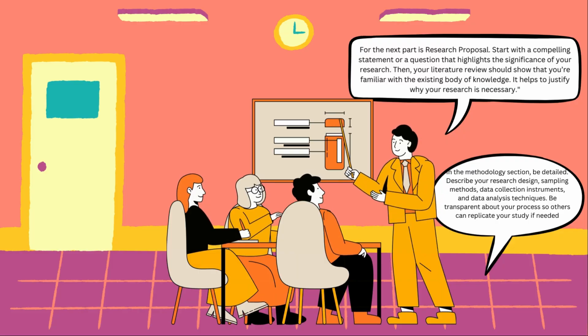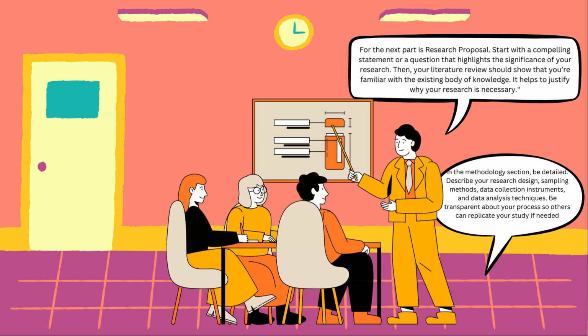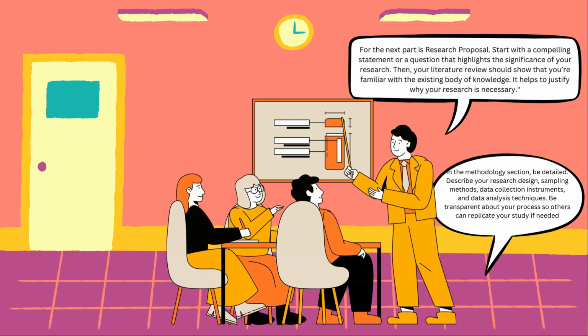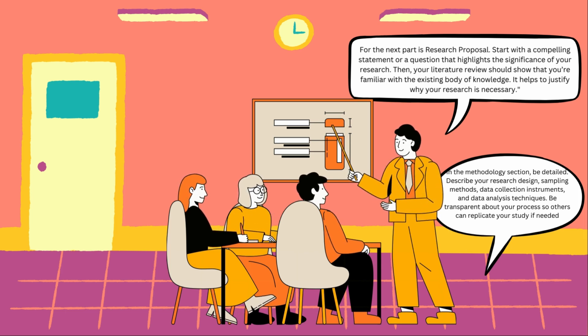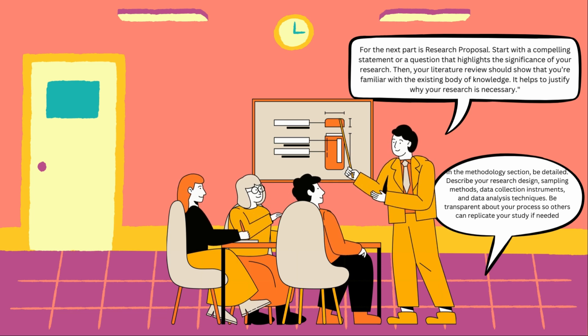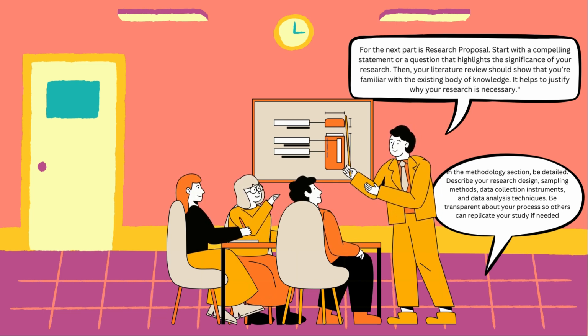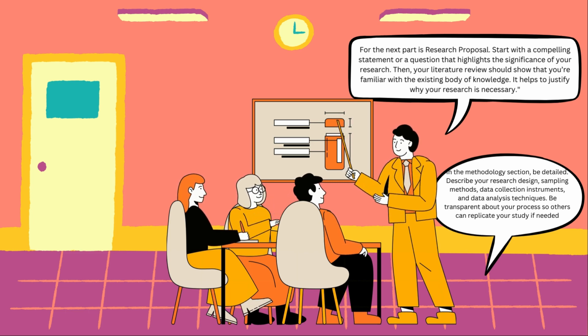For the next part is the research proposal. Start with a compelling statement or a question that highlights the significance of your research. Then, your literature review should show that you are familiar with the existing body of knowledge. It helps to justify why your research is necessary.